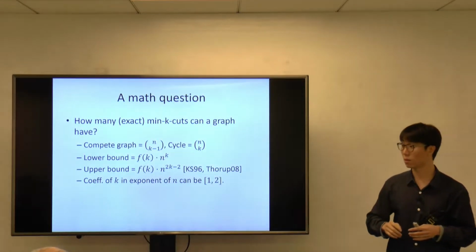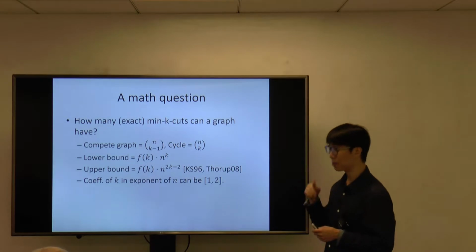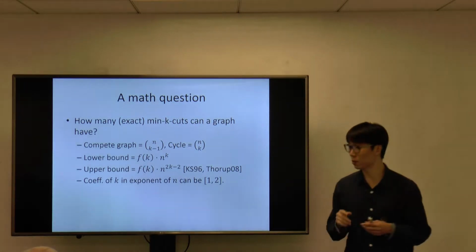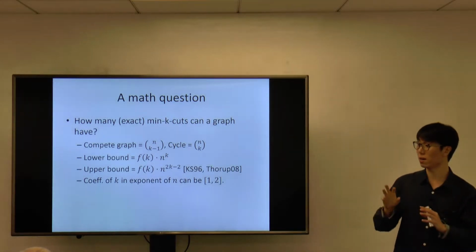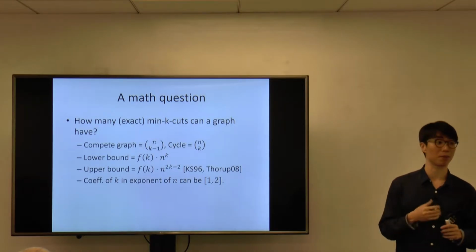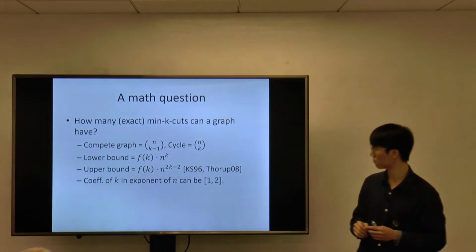Because it's a subset of the edges, right? Yes, a subset of edges. So if you look at the cycle, then any way to delete k edges will give you a minimum k-cut. So this is n choose k.